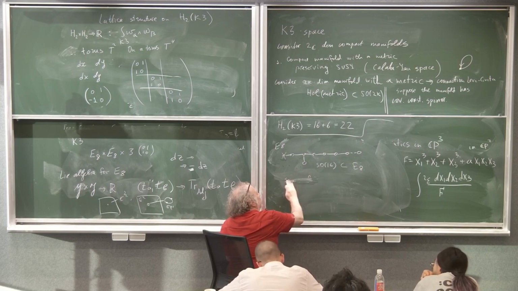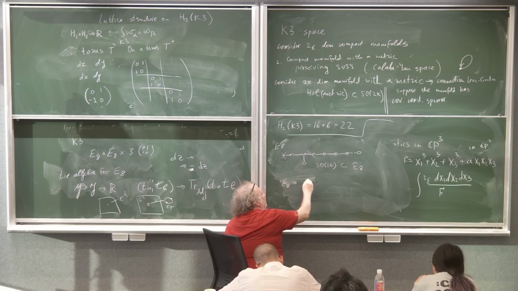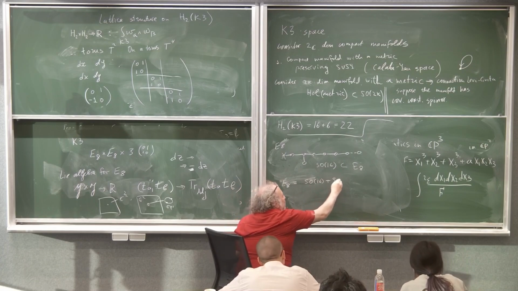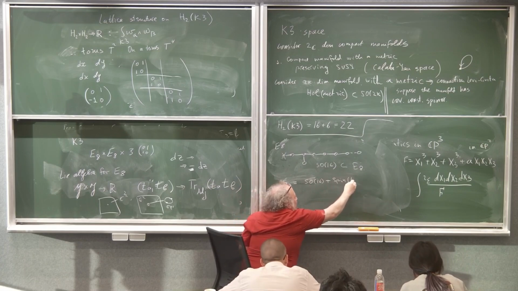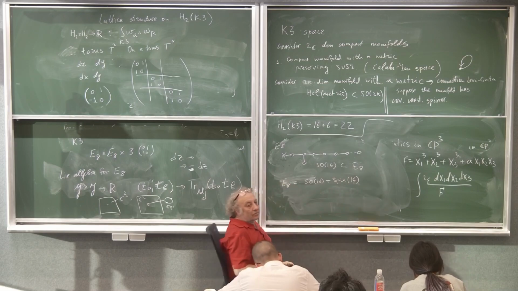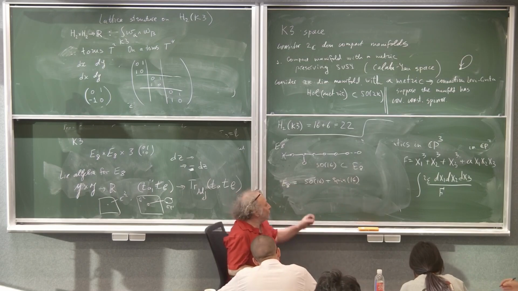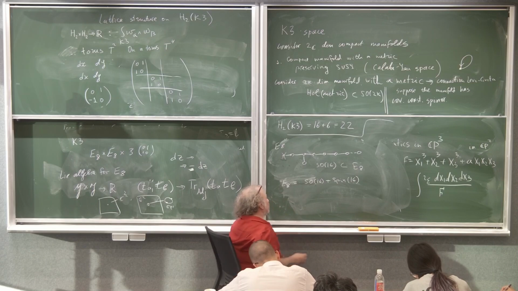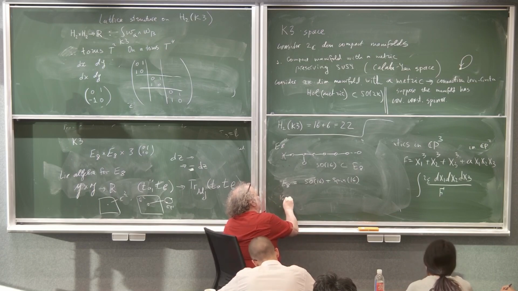I will call it spin. So I will say that E8 is actually SO16 plus spin 16. So what is the dimension of SO16? It is 16 times 15 over 2. It is 120.